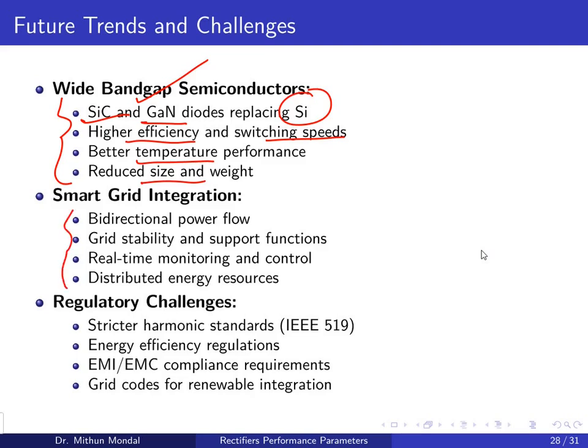Smart grid integration we need to do, with bidirectional power flow, grid stability and support functions, real-time monitoring and control, and distributed energy resources. Regulatory challenges are there in terms of the IEEE 519 standard, which is the harmonic standard, energy efficiency regulation, some form of interference, which is EMI and EMC interference, and compliance requirements. Grid codes will be required for renewable integration.